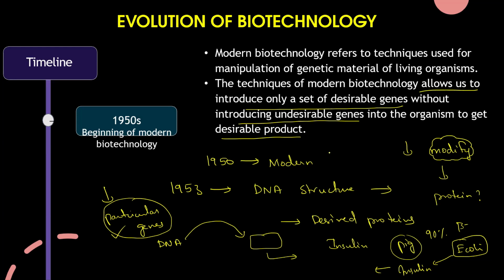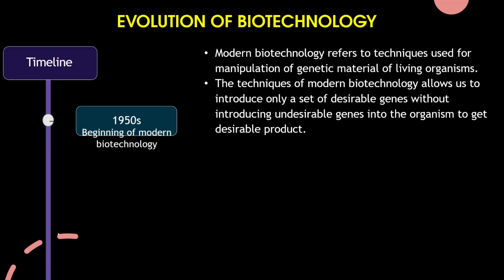Understood? So what do you mean by introducing the desirable genes without undesirable genes? So could you repeat the slide? I didn't understand anything. Okay, so let me tell you this. First, suppose before we used to extract insulin from the pig. So why do we need insulin? Let me tell you why we need insulin.